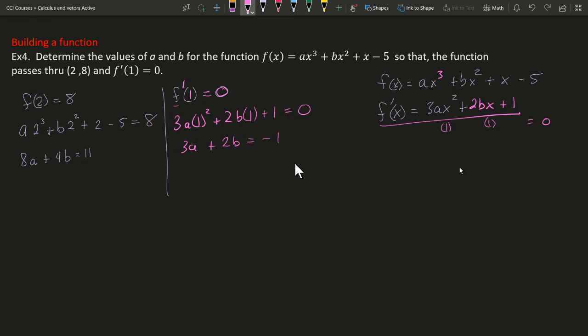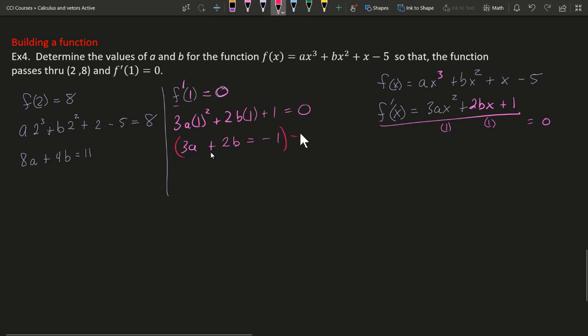I think that's what I got there. Now what I've got is this one and this one. I'm going to do elimination. You could do substitution or elimination, but I'm going to do elimination.